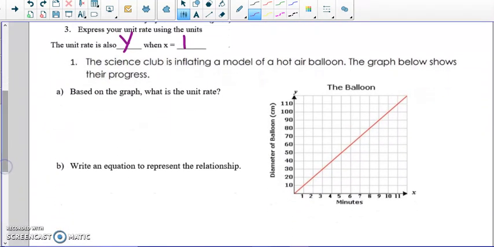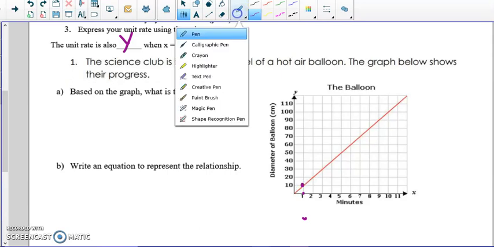Example 1. The Science Club is inflating a model of a hot air balloon. The graph below shows their progress. Based on the graph, what is the unit rate? No matter what pair of points I choose, as long as it's a perfect point, meaning it hits right at the corner, not halfway in the middle, I'm going to get the same answer. However, for this first problem, I don't have to calculate anything because when X is 1, Y is 10.